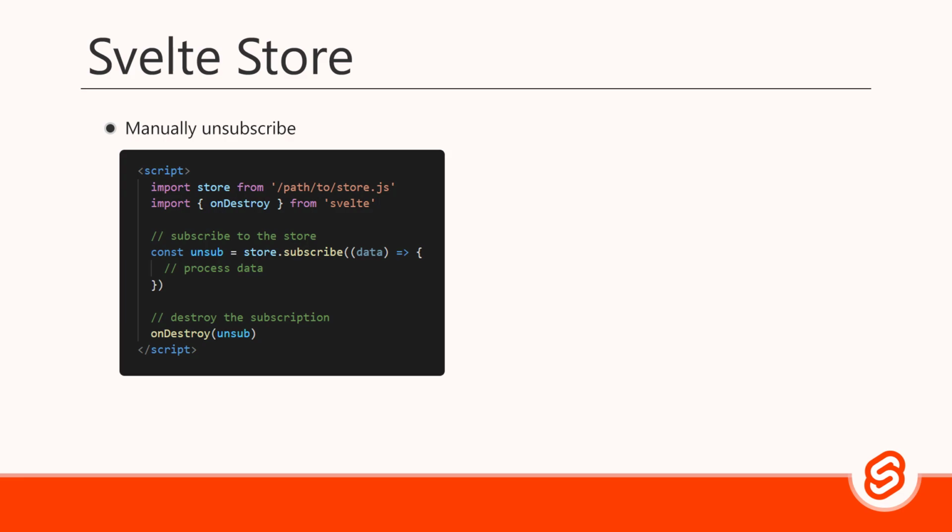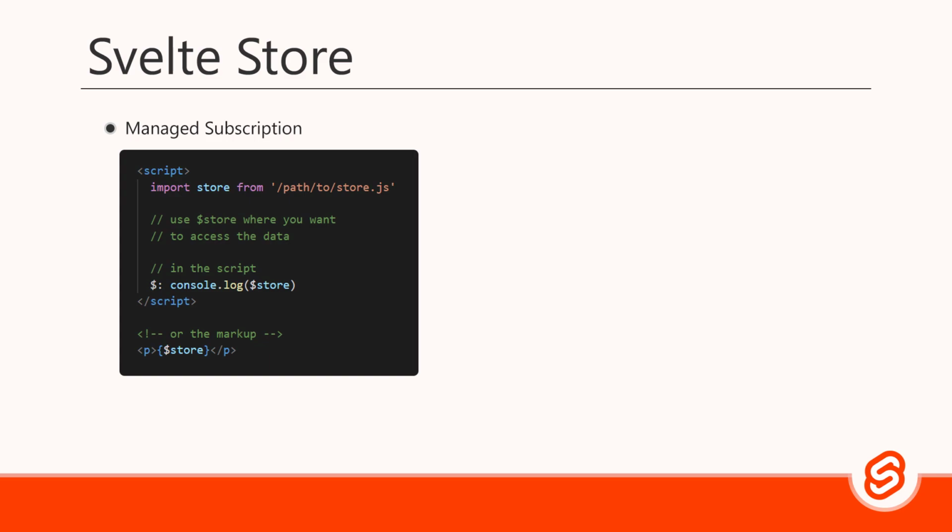The problem, though, is that we'll need to do this for every component that subscribes to a store. This can become a pain, or we could even forget and cause a memory leak. Luckily, we can let Svelte manage the subscribing and unsubscribing for us. To do that, we simply prefix the store import with a $ sign wherever we want to use the data.